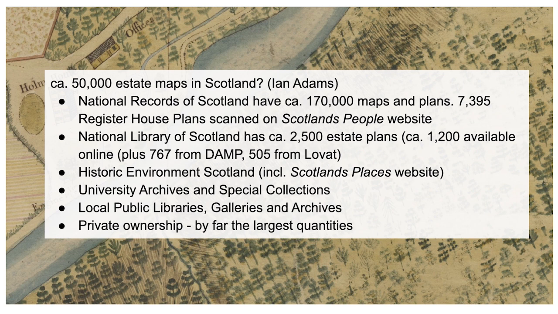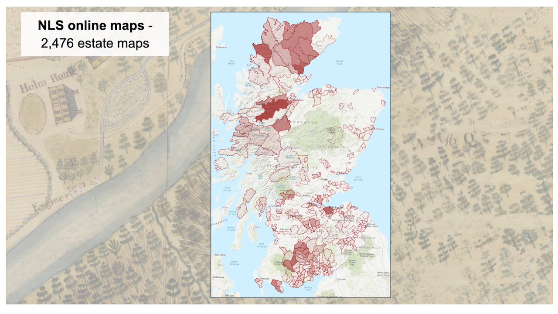HES has many estate maps and other maps. Many of these are available on Scotland's Places, university archives, special collections, local public libraries. But by far the largest quantities are those still in private ownership. And looking at what we know, the NLS online maps, this is around 2,500 estate maps, and those are the parishes that we have coverage of, a very scattered picture.